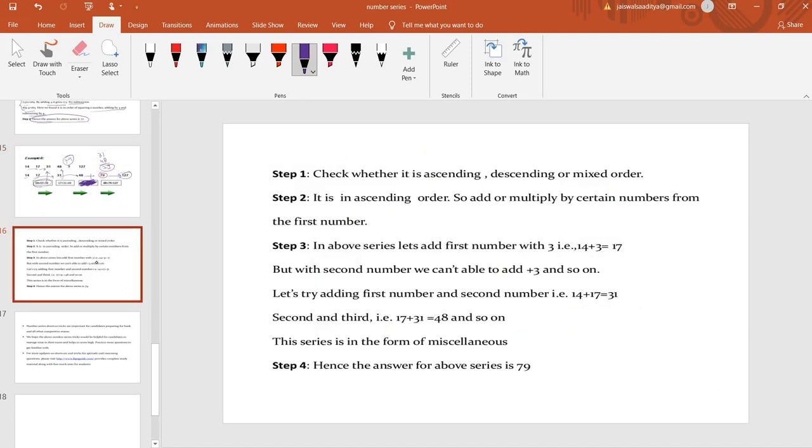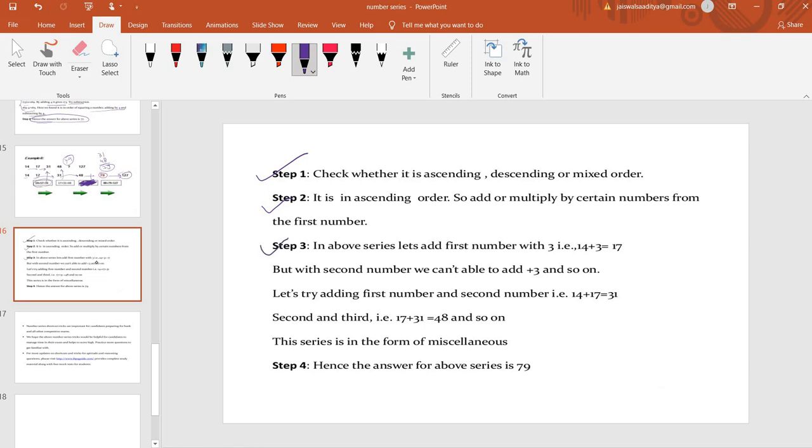Observe the pattern. Check whether it is ascending order, descending order, or mixed order. You have checked that. Okay. Then again, if it is increasing order, add or multiply or subtract with certain numbers. Division, so divide with certain numbers. That you have to do.